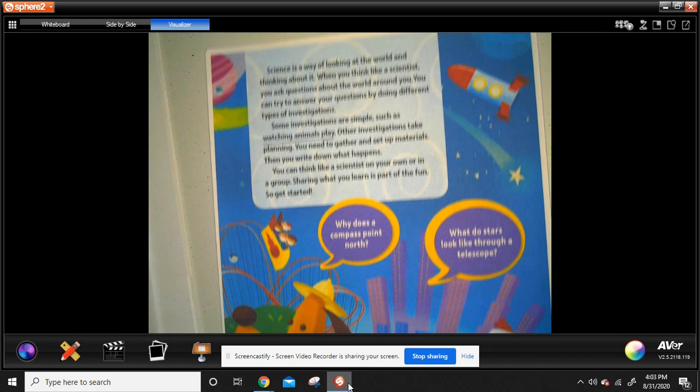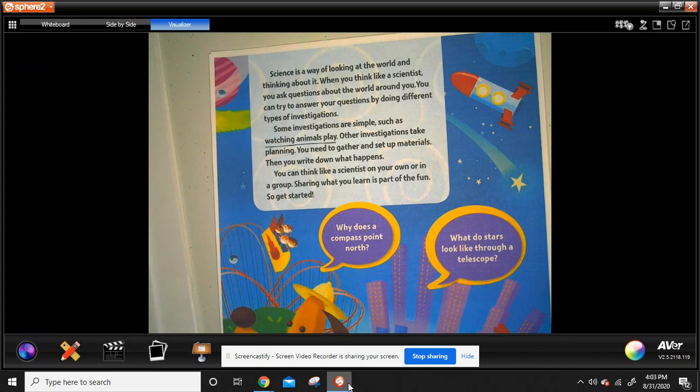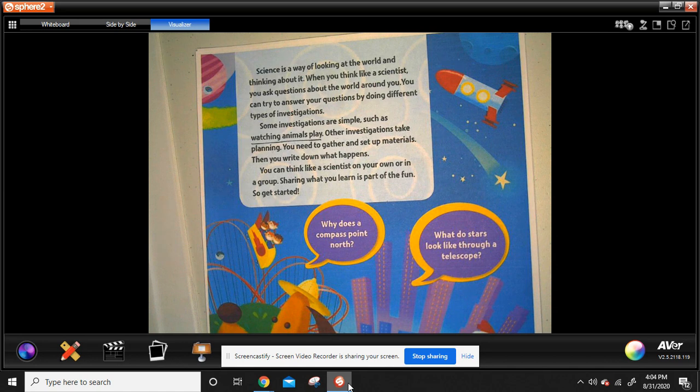And for page 5, here we go. Science is a way of looking at the world and thinking about it. When you think like a scientist, you ask questions about the world around you. You can try to answer your questions by doing different types of investigations. Some investigations are simple, such as watching animals play. Other investigations take planning. You need to gather and set up materials, then you write down what happens. You can think like a scientist on your own or in a group. Sharing what you learn is a part of fun, so get started.